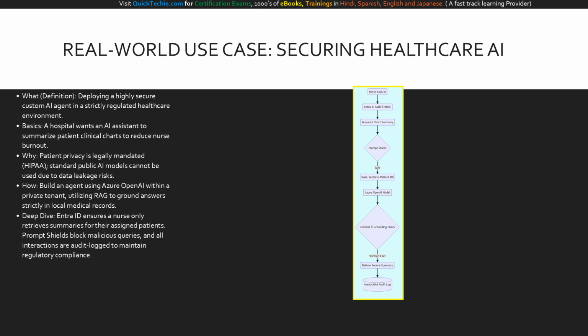Notice the final step at the bottom. The entire transaction flows into an immutable audit log. This architecture proves to compliance officers, boards of directors, and regulators that generative AI can be deployed safely even in the most high-risk, sensitive industries on Earth.